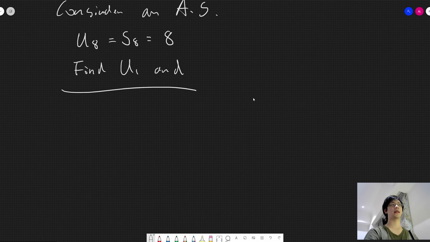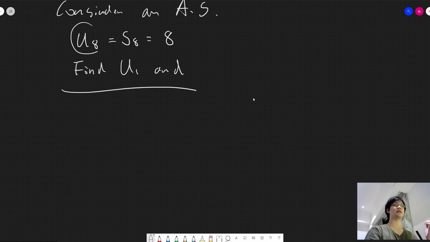So how do you approach this? It looks completely outrageous, like I don't know anything. If I don't know the first term, how do I know the difference? And how on earth would the sum of the first 8 terms equal the eighth term? That also makes very little sense. But let's not think of that. Let's just go simple. Because it's an arithmetic sequence, I know I have two formulas. Why don't we try to use both of them?